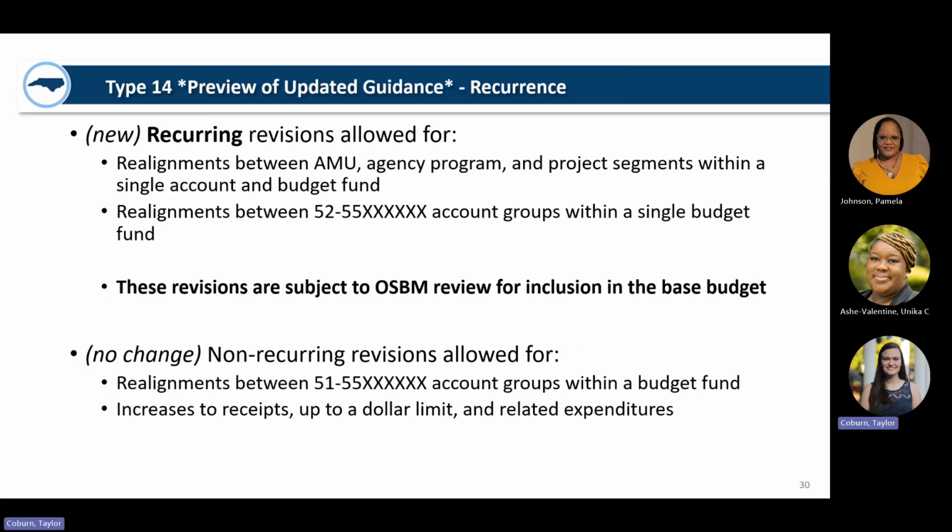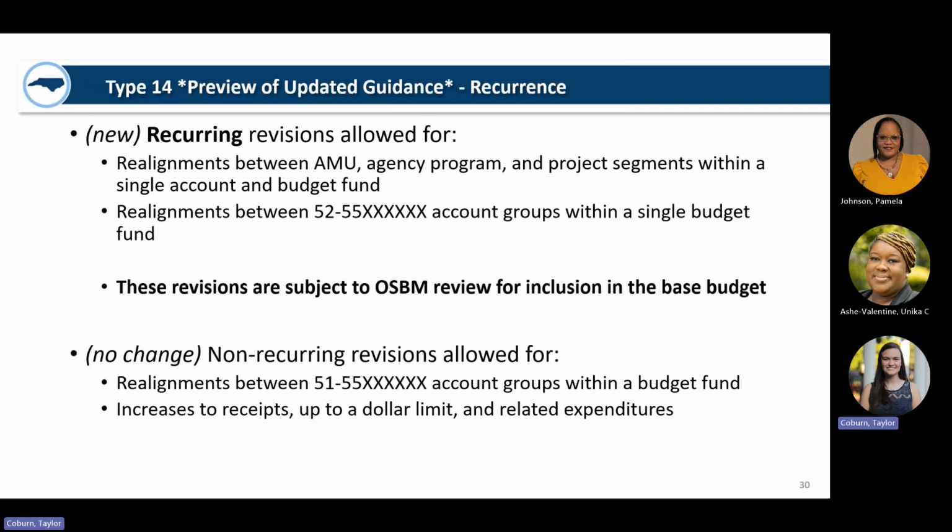In the next few slides, I'll indicate what is new, unchanged, or perhaps a clarification of the current Type 14 authority. Beginning with new guidance for Type 14s is that agencies are now able to do recurring revisions on Type 14s. Recurring revisions should only be done on a Type 14 for realignments between AMU, agency program and project segments within a single account and budget fund.